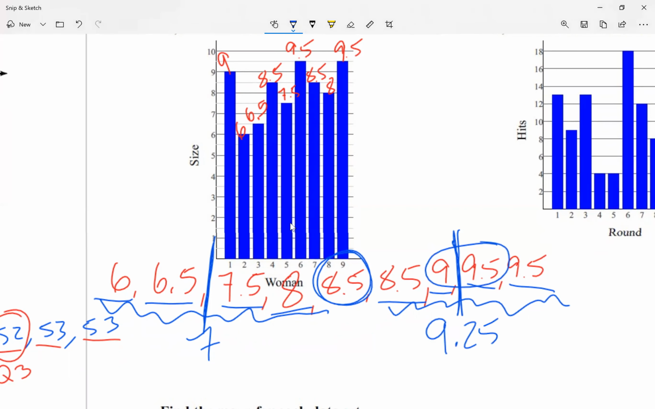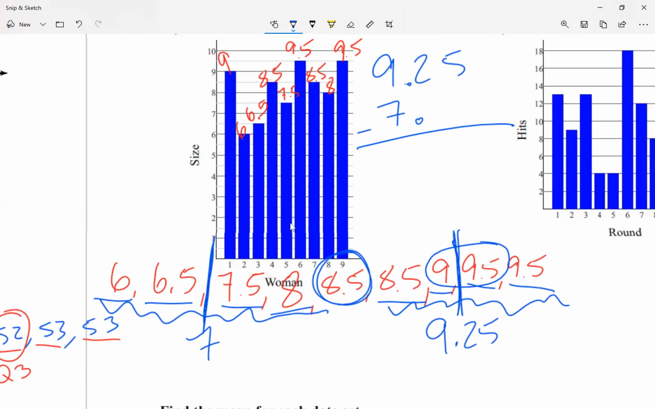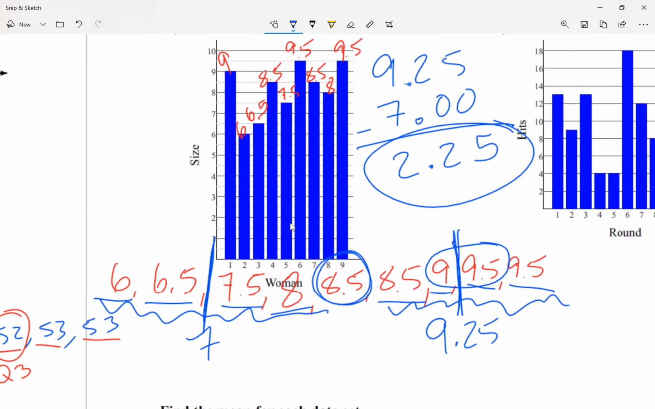9.25. Now for the interquartile range, let me go 9.25 minus 7. There's a point after the 7. Remember, when we subtract decimals, we have to line up the point. Let me fill in some zeros. All right, so 5 minus 0 is 5, 2 minus 0 is 2. There's my decimal. 9 minus 7 is 2. My answer will be 2.25.